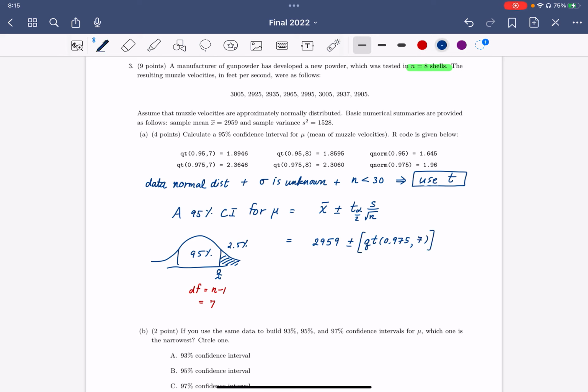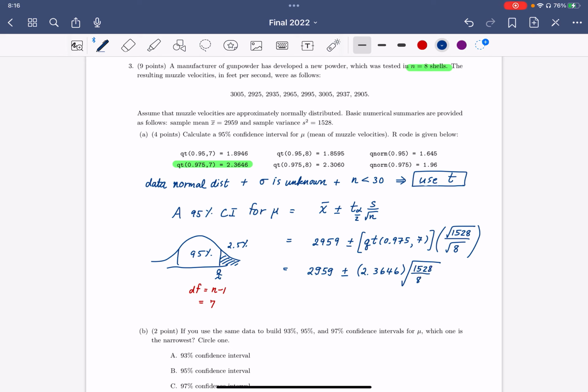Then you multiply by s, which is square root 1528, and n, which is square root 8. Note that 1528 is s squared, so when you use s here, you need to take the square root, and n is 8. You're ready to plug in everything, but remember that the question gives you the value of qt 0.975 with 7 degrees of freedom, which is 2.3646.